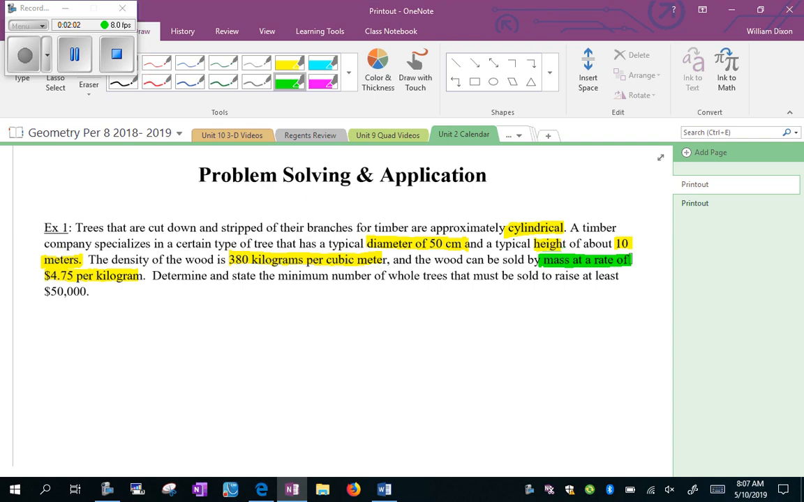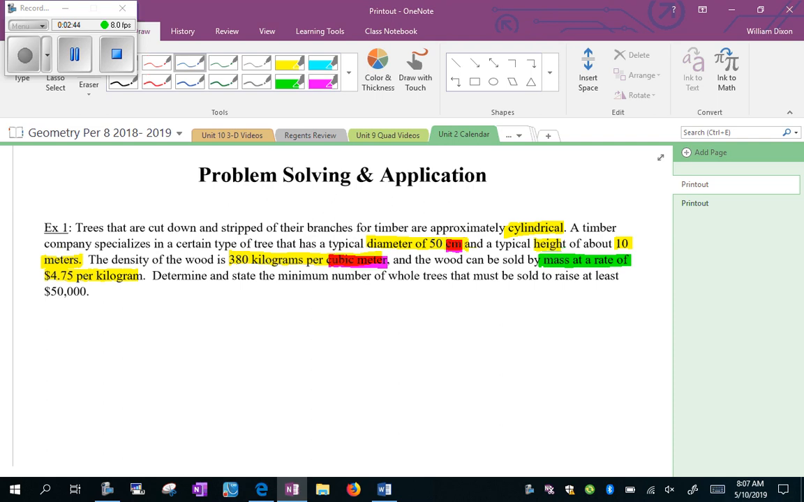Something else I think is important: we have 300 kilograms per cubic meter. Let's go a different color. Per cubic meter. Whoa, that's kind of dark. And then also we have our diameter is 50 centimeters, and our height is 10 meters. So we have a lot of meters. Going forward, we're probably going to need to convert that diameter or our radius into meters. So let's get started.